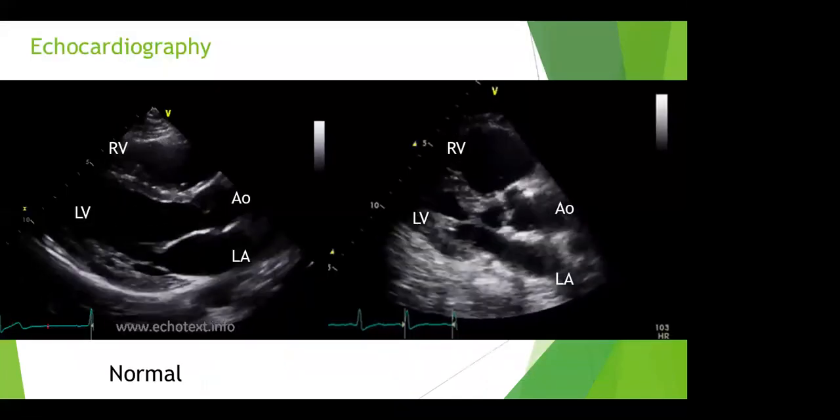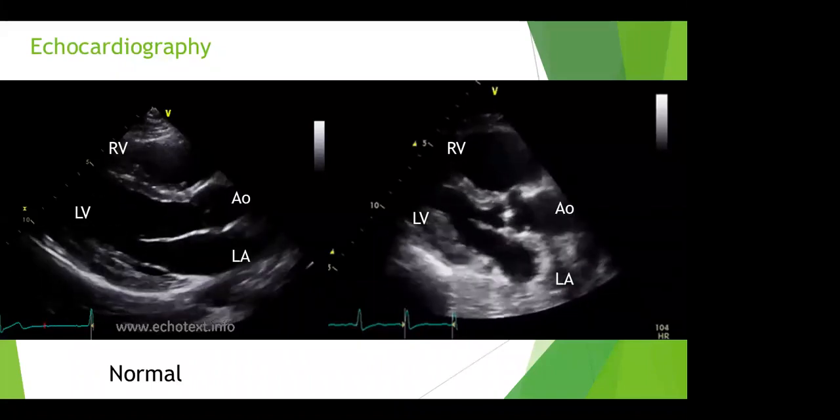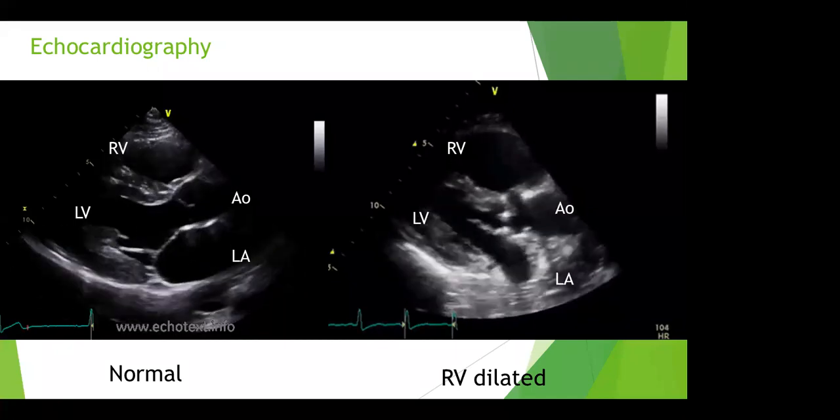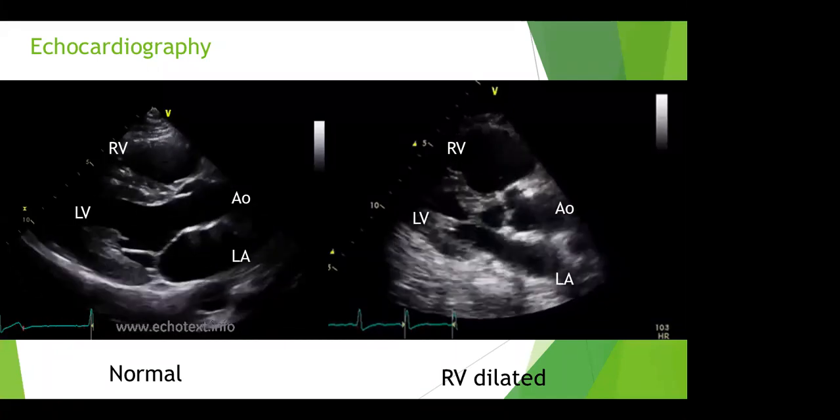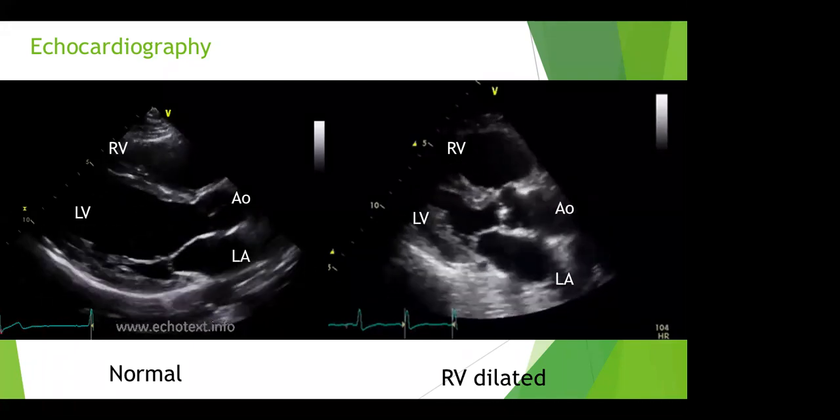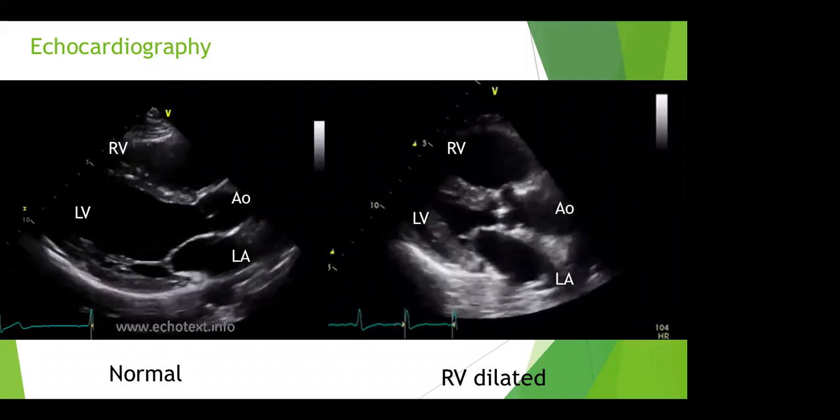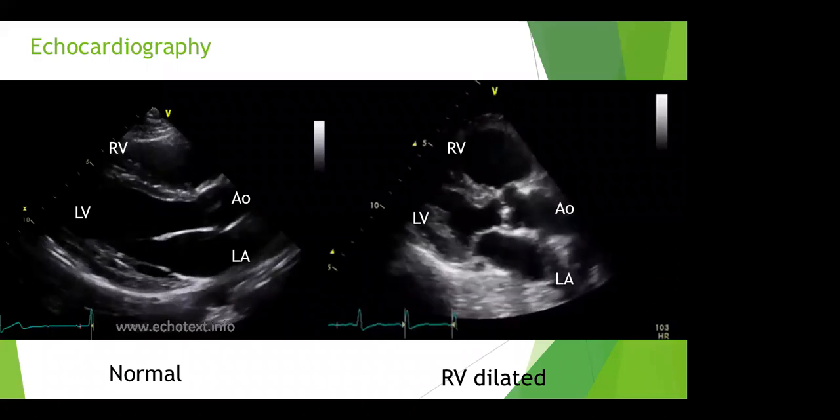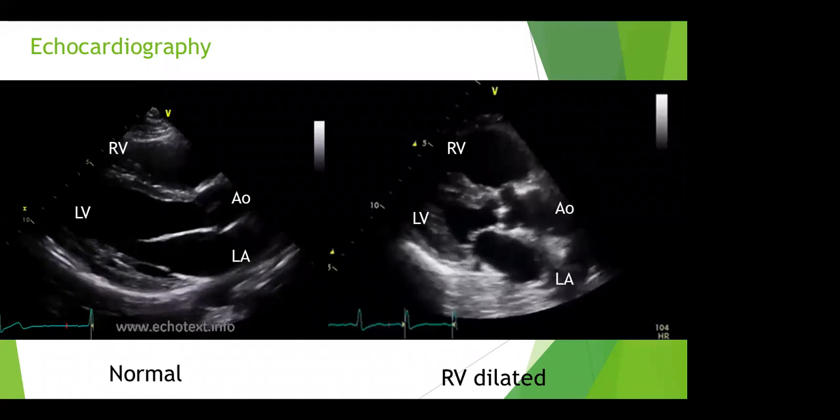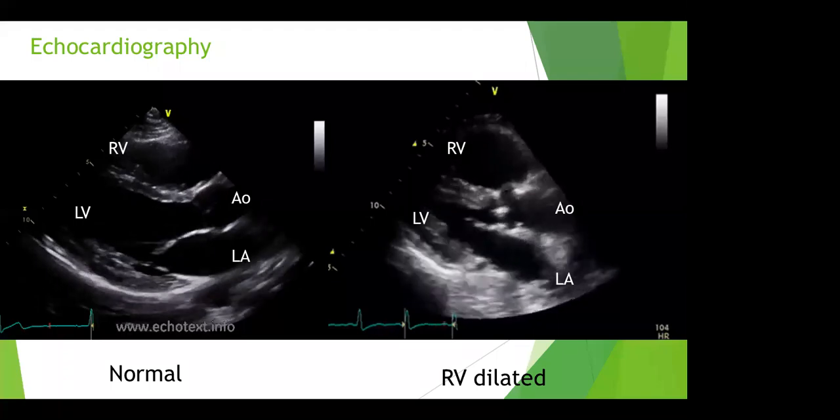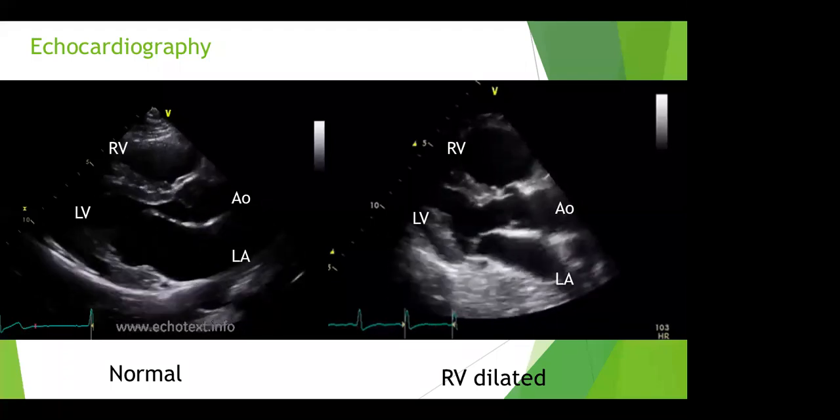Just to show some images on what are the typical findings in right ventricular dysfunction. You can see on the left side is a normal heart. The left atrium, aorta, and also right ventricle should be about the same size, same diameter. But if the right ventricle is dilated, on the right side we can see the right ventricle diameter is much more than the left atrium or the aorta. This is in the parasternal long axis view.